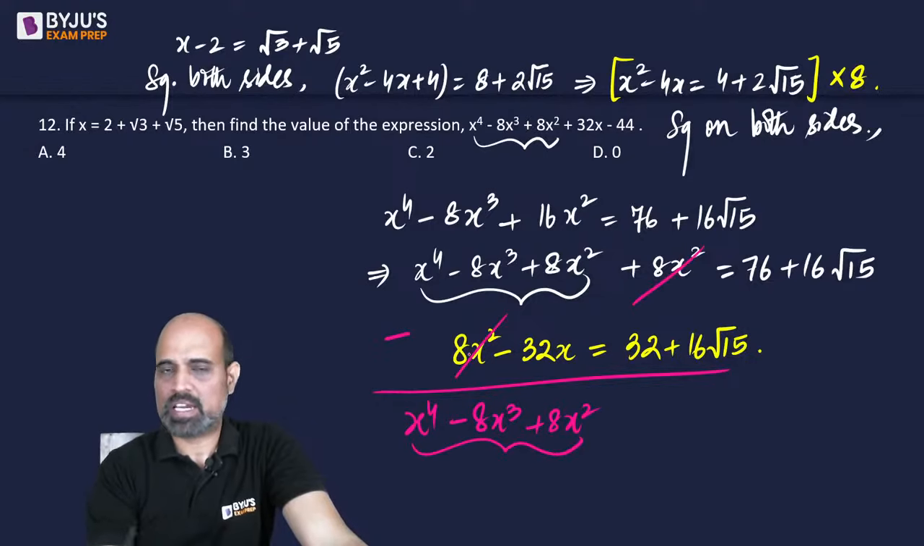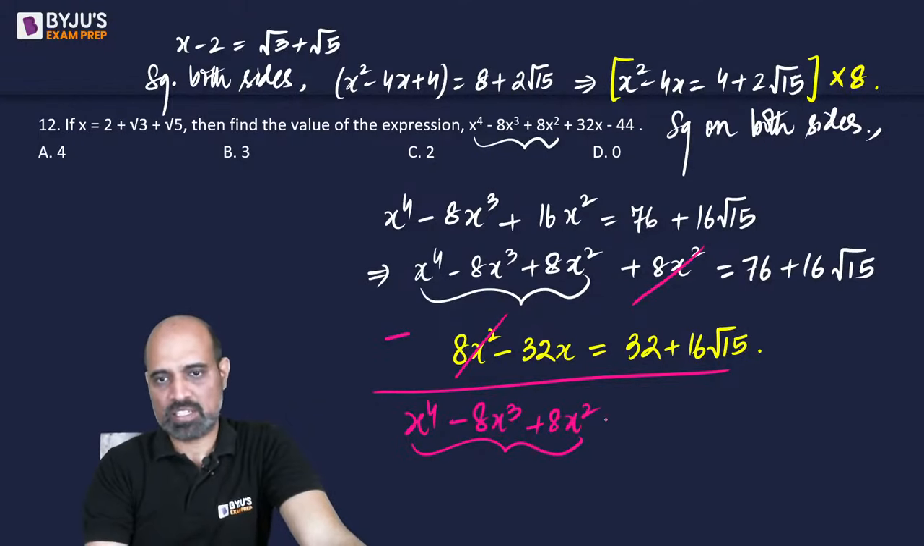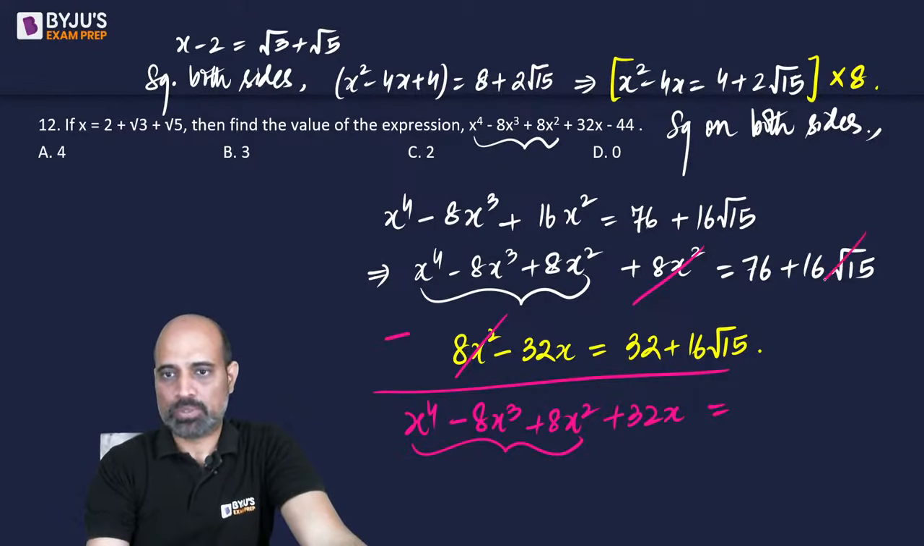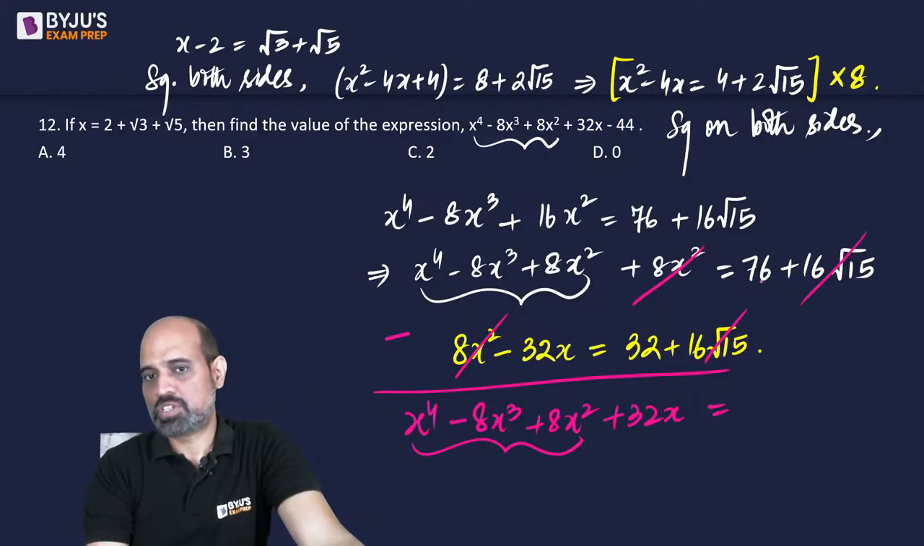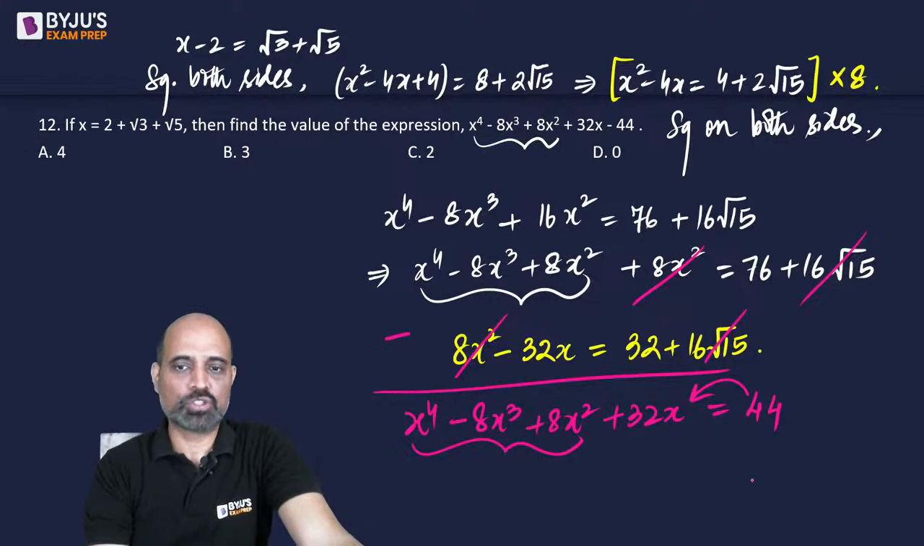Plus 8x square and minus 8x square is gone. Minus of minus will become plus 32x. That will be equal to 16 root 15, 16 root 15 is gone. 76 minus 32 is going to give us 44. And if we bring 44 also on the other side, we'll be getting that as 0.